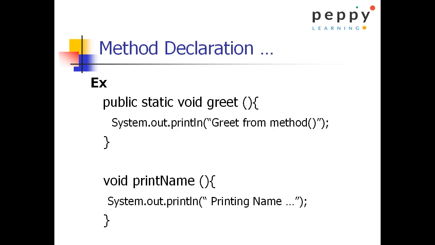Another method, void printName. If you observe here, you don't have access specifiers or non-access specifiers like public static. It has only the return type as well as the method name. When you call this method, you're going to get the output of printing name.